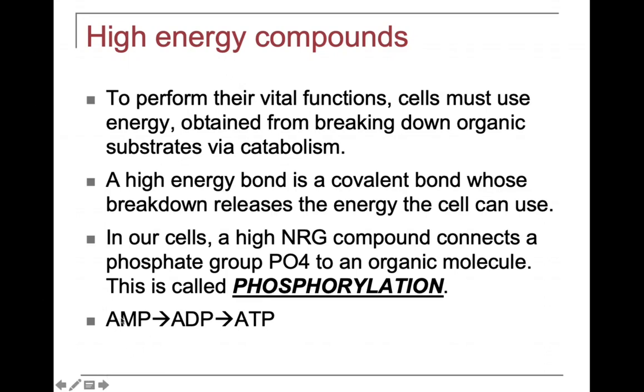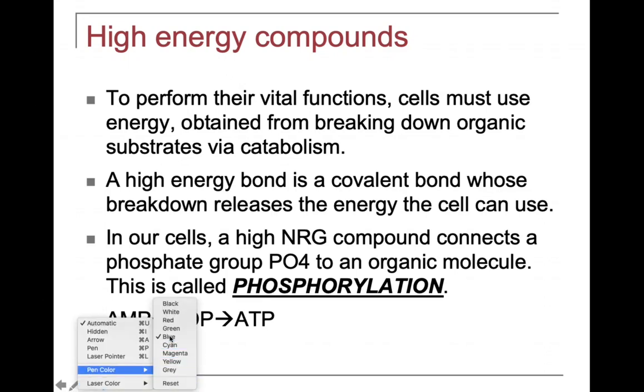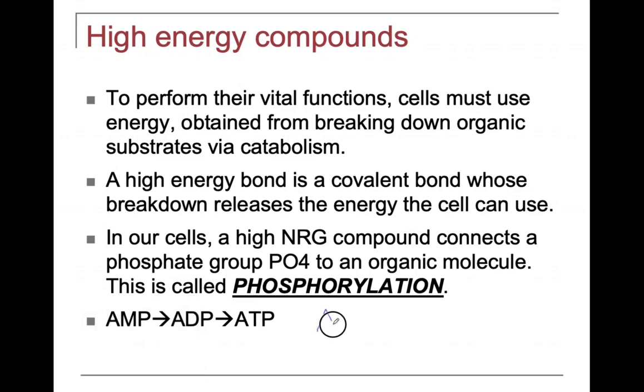So here in AMP, let me just show you. If we have one adenosine, and we phosphorylate it one time, we add a phosphate, you have adenosine monophosphate. If we phosphorylate it again, now we have adenosine diphosphate, that's the D. Now, adenosine triphosphate has a third phosphate attached to it, okay?